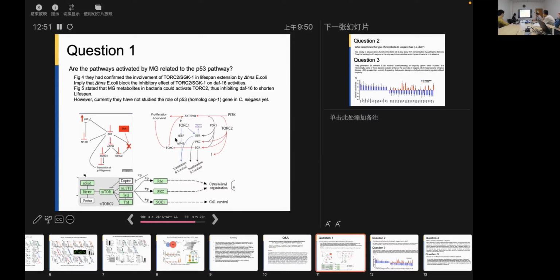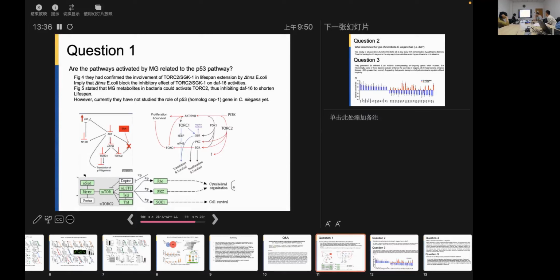To block this lifespan extension. And what I mean is that HNS E. coli mutants is actually acting to block this inhibitory effect of the TORC SGK1. So you can imagine that when it blocks the TORC and SGK1, you mean the mutant, the mutation of HNS E. coli would inhibit the TOR complex 2 activity, correct? Yes, because they are blocking it.